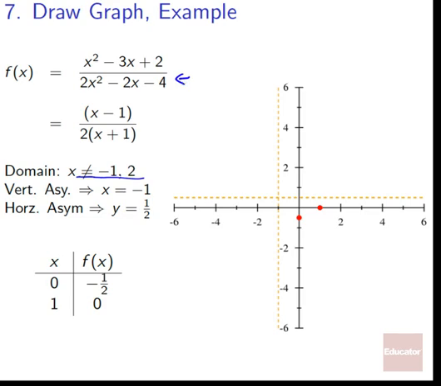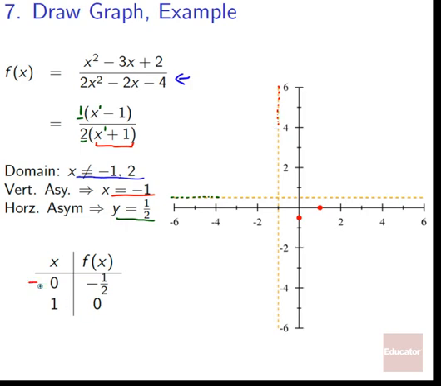To figure out our vertical asymptote, we looked at when our simplified denominator goes to 0. That happens at x equals -1. To find our horizontal asymptote, we noticed that we have degree 1 on the top and the bottom, so 1 over 2 gave us y equals 1/2 as a horizontal asymptote. So we plot our horizontal asymptote, we plot our vertical asymptote, and we also figured out our intercepts.